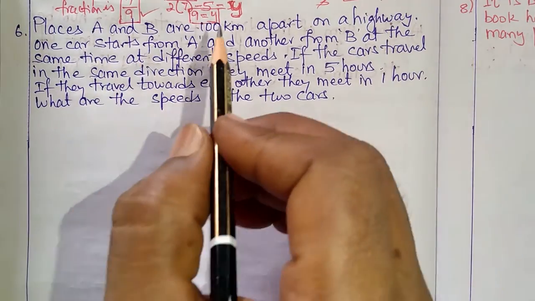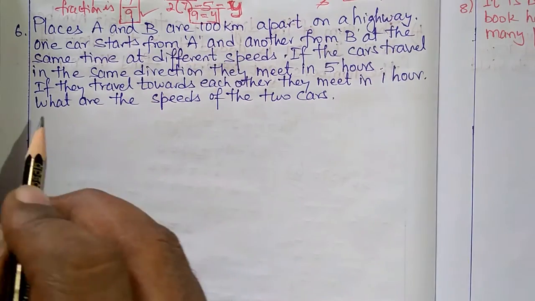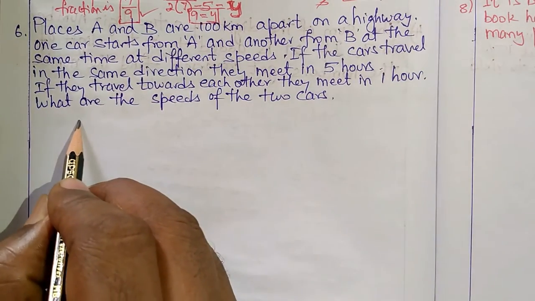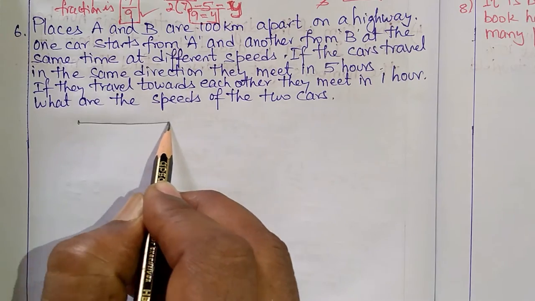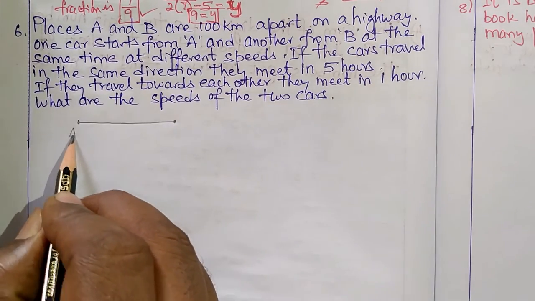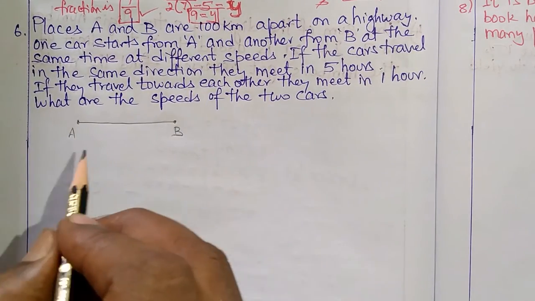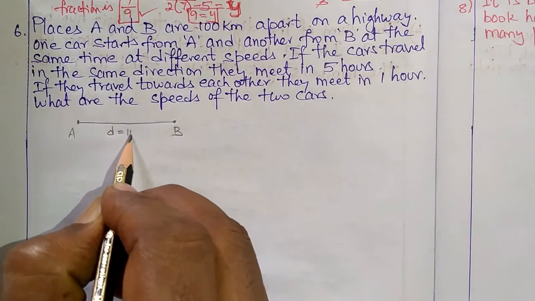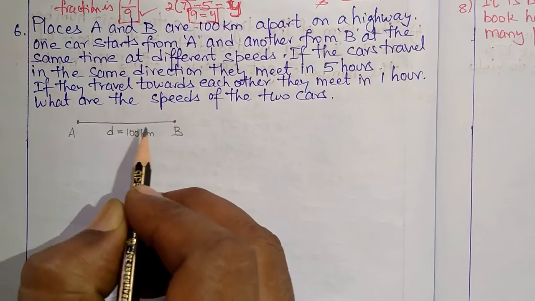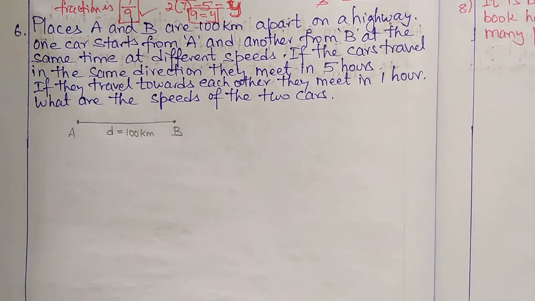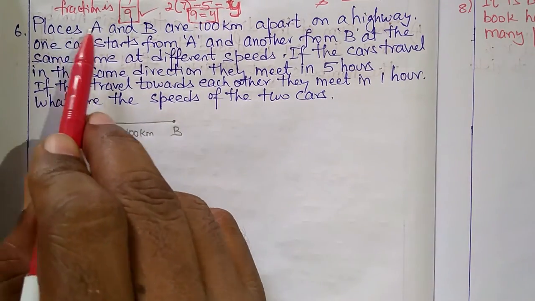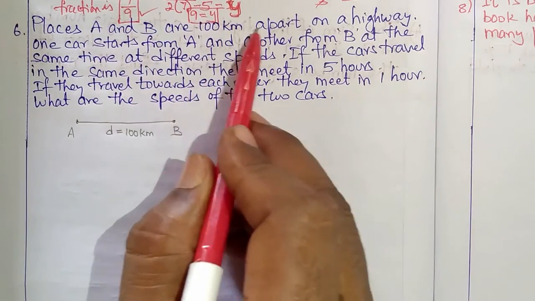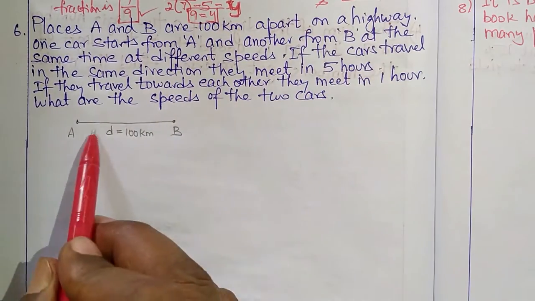Places A and B are 100 kilometers apart. So, you see here, there are two places A and B as per the question. How many kilometers are they apart? What is the distance between these two? 100 kilometers they are apart. Places A and B are 100 kilometers apart on a highway.